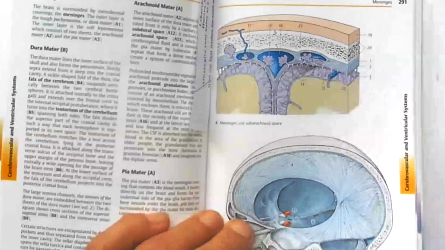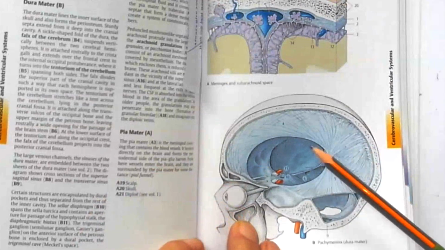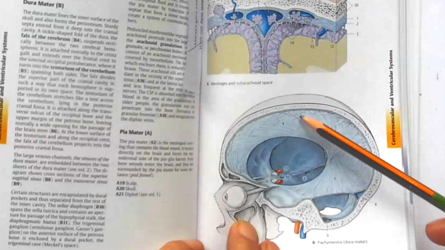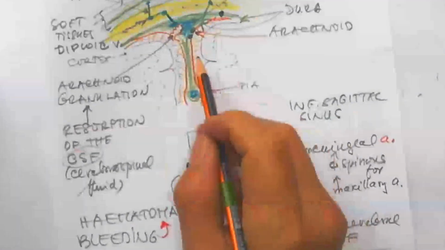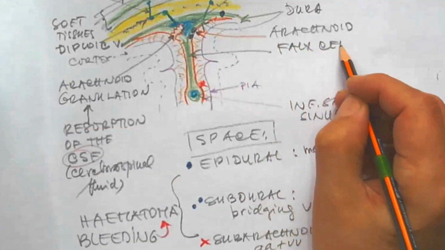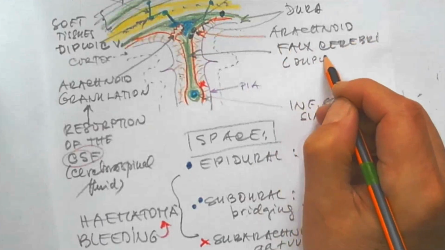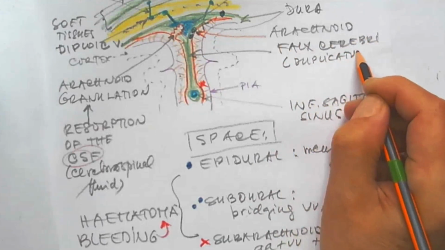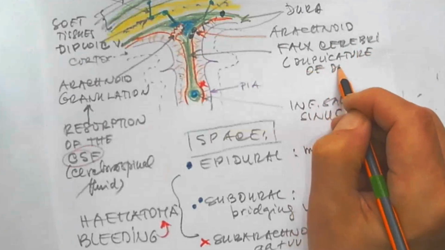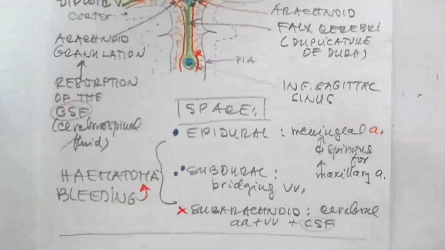As we said, here we see also duplicatures of the dura. So dura has some duplications. That one is the falx cerebri, and we haven't mentioned that. Why not? You could add that falx cerebri is a duplicature or folding of dura, dividing or separating the hemispheres of the brain. This is sufficient, absolutely sufficient.